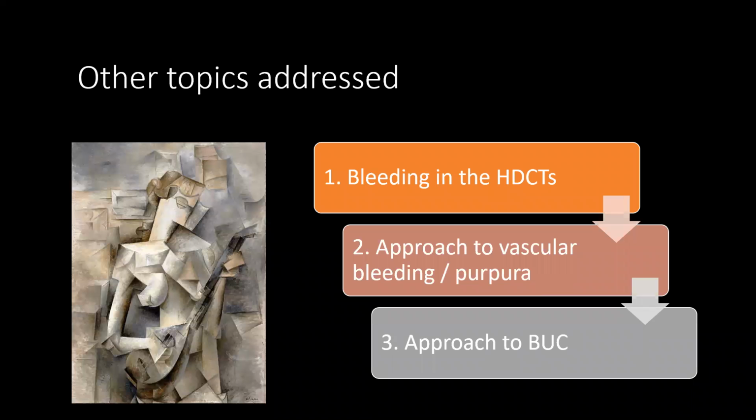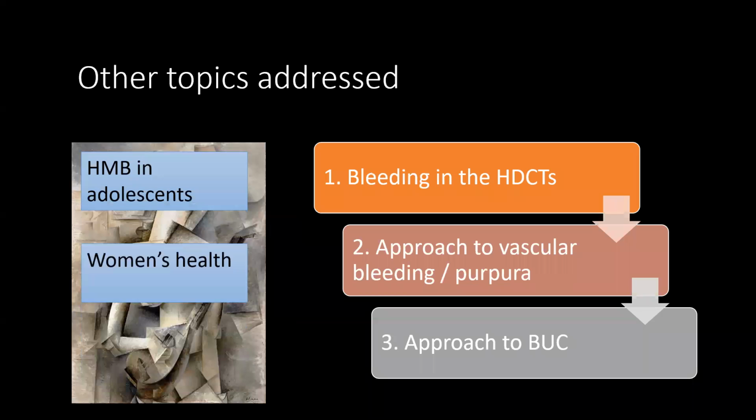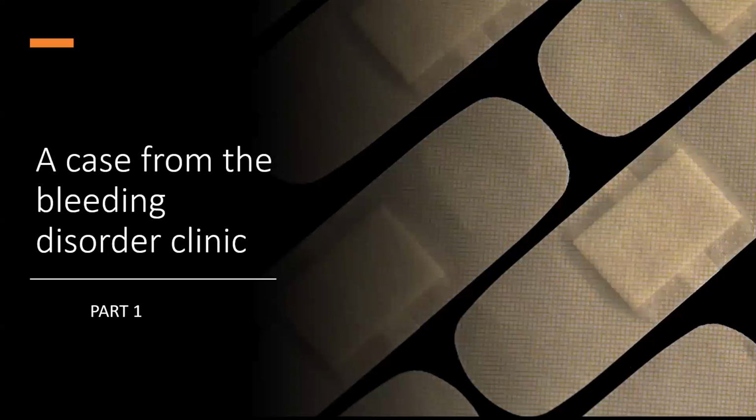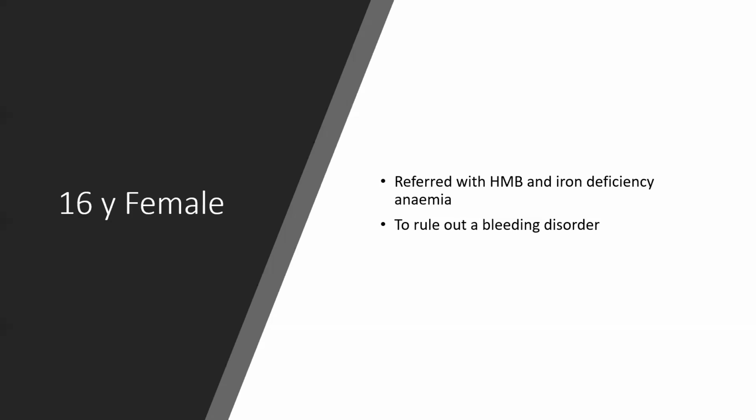So the patient I'm presenting is an adolescent female with heavy menstrual bleeding. And this picture is called Girl with a Mandolin. So it's just fitting that I will also address heavy menstrual bleeding in adolescents and women's health. So the case that I saw last year in October, shortly after I started, was a 16-year-old female. She was referred to us with heavy menstrual bleeding and iron deficiency anemia, and our role was to rule out a bleeding disorder.